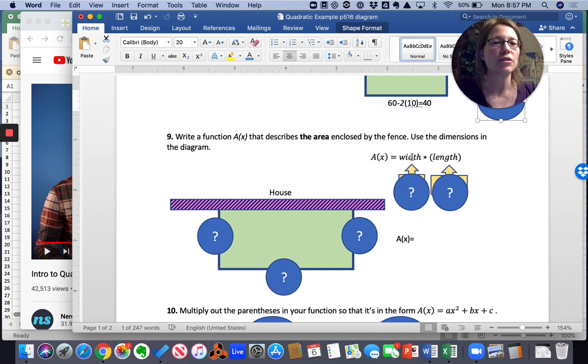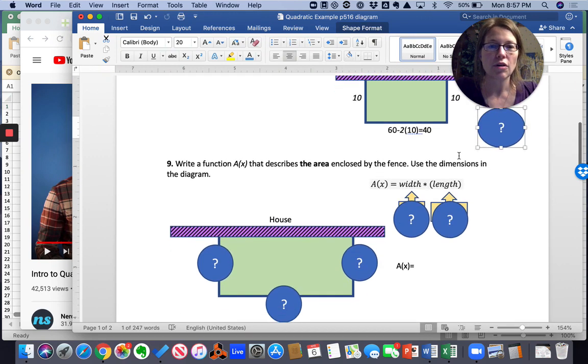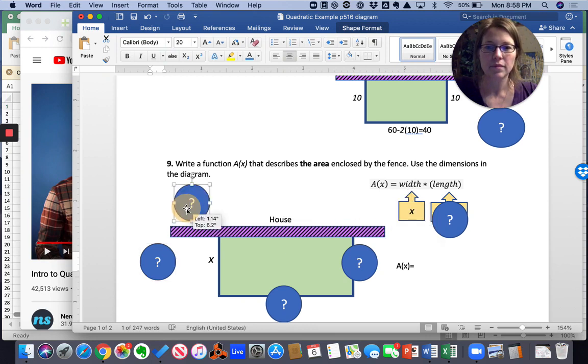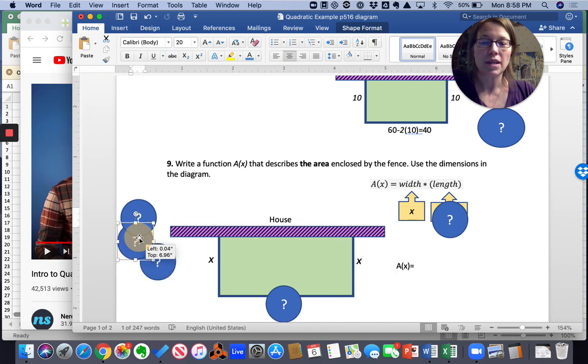Now if we want to find the area enclosed by the fence, it's a rectangle. Remember with rectangles the area is width times length. So if we're going to say that my width is x, for any given width, what would this be? Of course, these two are going to be the same because it's a rectangle.